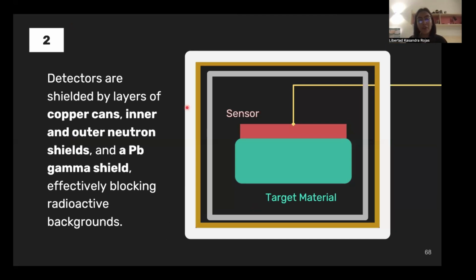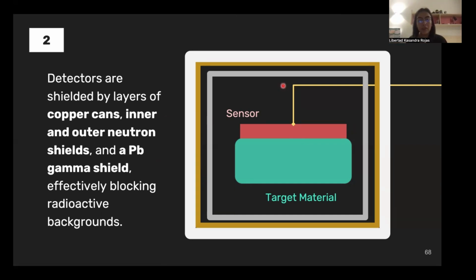Now, the second type of shields are actual shields that you would imagine, enclosing our sensor and our target material inside layers of copper can, inner and outer neutron shields, and lead gamma shields. All of this is done to effectively block radioactive backgrounds, different types of backgrounds. I'm more than happy to go into a bit of detail at the end of the presentation, but for now, we're just going to keep on going. This is just to give you an idea of how shielded these detectors actually are.